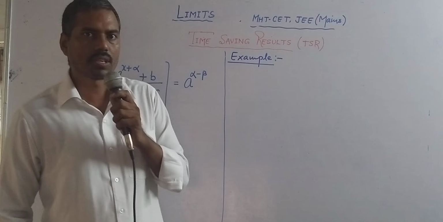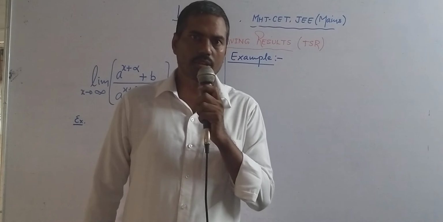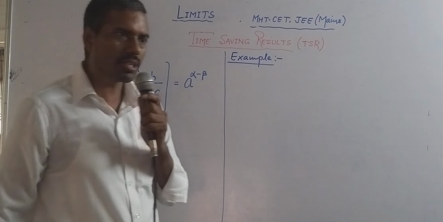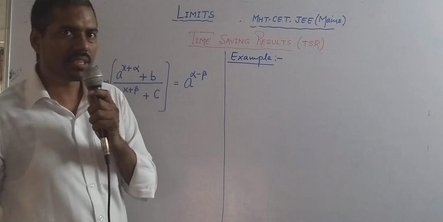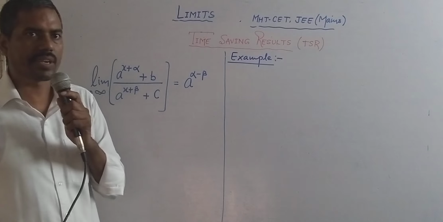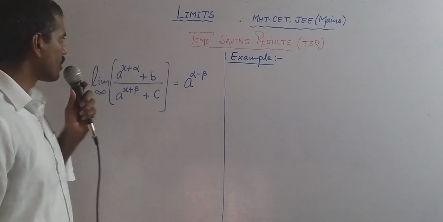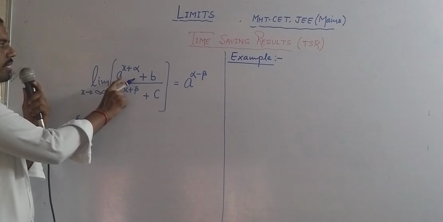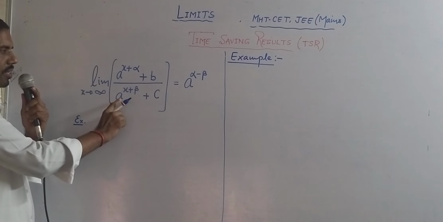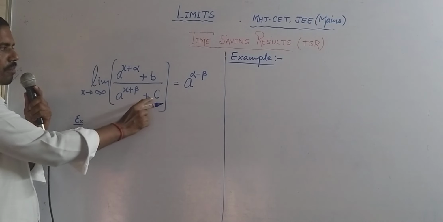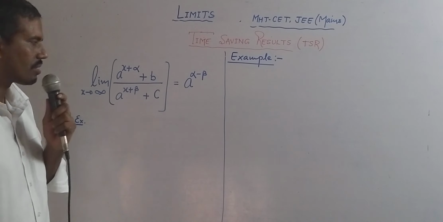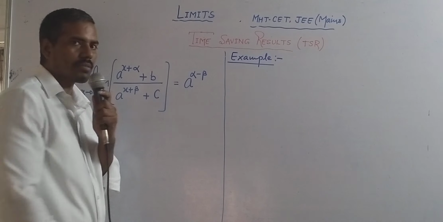Hello friends, today we are going to discuss a time saving result which is applicable in MHT-CET, JEE Mains and other entrance examinations for engineering admissions. The result is written as: limit of (a to the power x plus alpha, plus b) divided by (a to the power x plus beta, plus c), as x tends towards infinity, and the result is a to the power alpha minus beta.